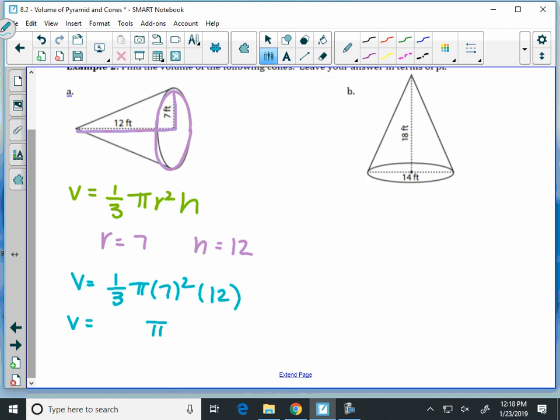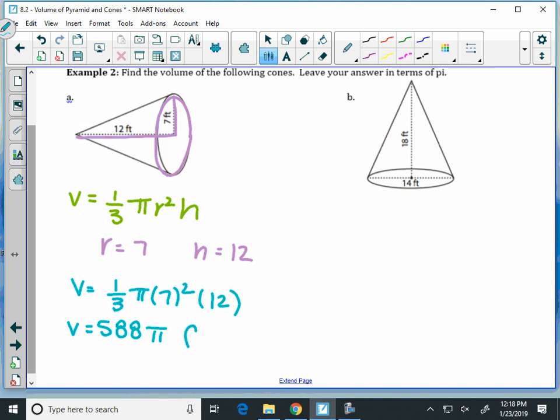Thank you. We're going to do 1/3 times 7 squared times 12 in your calculator. What do we get? 588. Everyone agree? So you would say 588 pi. We want to leave it in terms of pi. Do not plug pi into your calculator. And just write it as feet cubed, because our direction said leave your answers in terms of pi. Pi has to be in your answer. You just plug in the numbers and treat pi like a variable.